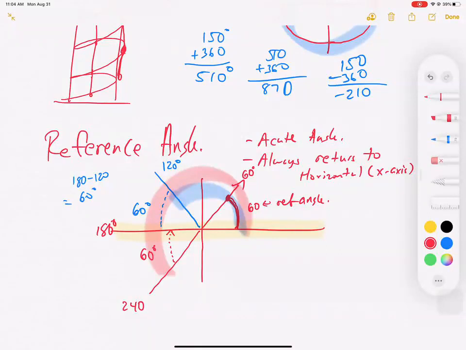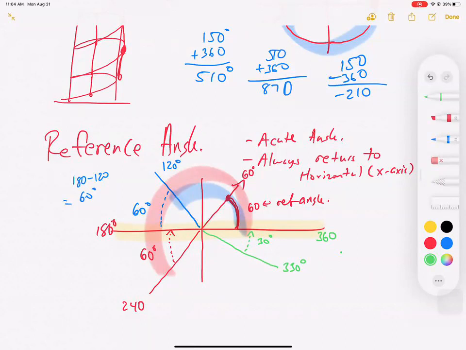Let's do one off the cuff. The new angle is going to be over here. Let's use a different color. That's going to be 330 degrees. So what's the reference? Remember, coming back over to horizontal. To get from 330 to 360, we need 30 more degrees. So that's our reference angle.